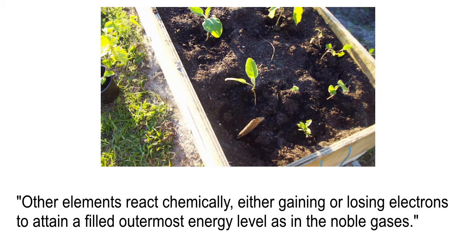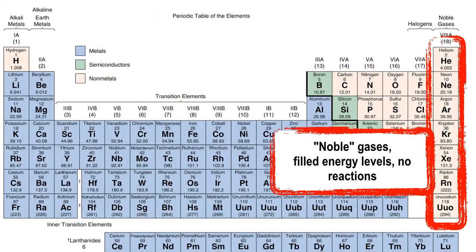So here's a picture of the periodic table. Make a note. This is the far right column. We call them the noble gases. Everything in this rightmost column has a filled outer energy level. Helium is full. It's got n equals 1.